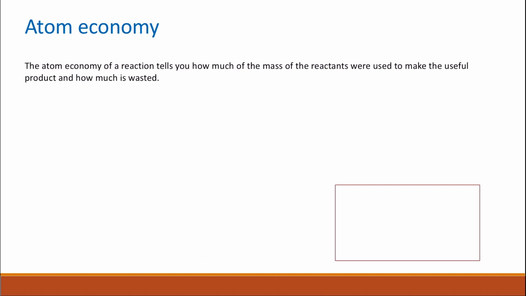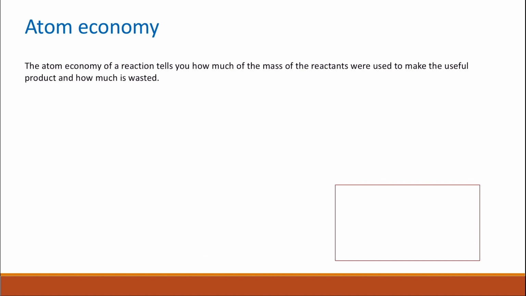The next topic we are going to talk about is the atom economy. What do we mean by atom economy? In chemical reactions, more than one product is mostly formed. We don't end up with only one product, and not all the products are useful. So atom economy will give you the percentage of the total atoms of the reactants that was actually used to make the useful product. So we are focusing here on the useful product.